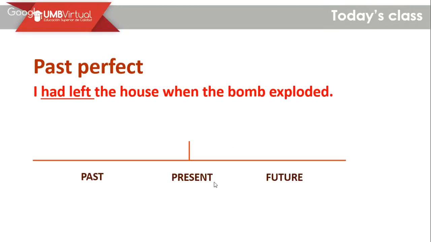Let's look at this graphic. I had left the house when the bomb exploded. The first event happened before the second one. I had left the house when the bomb exploded. Both of these actions took place in the past.